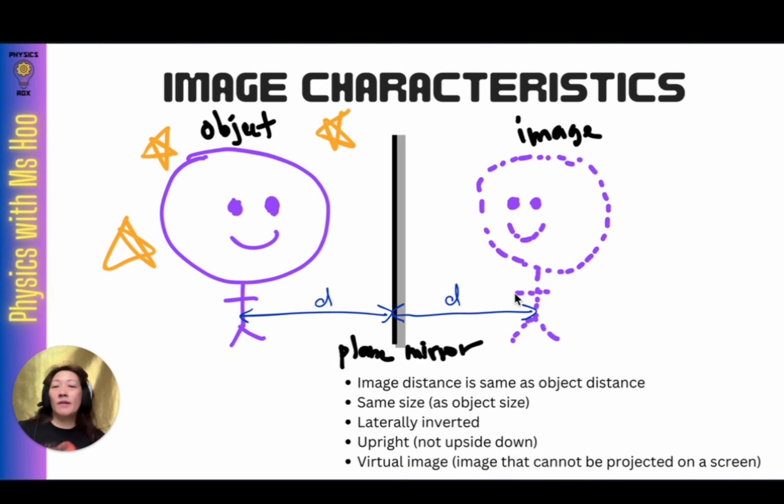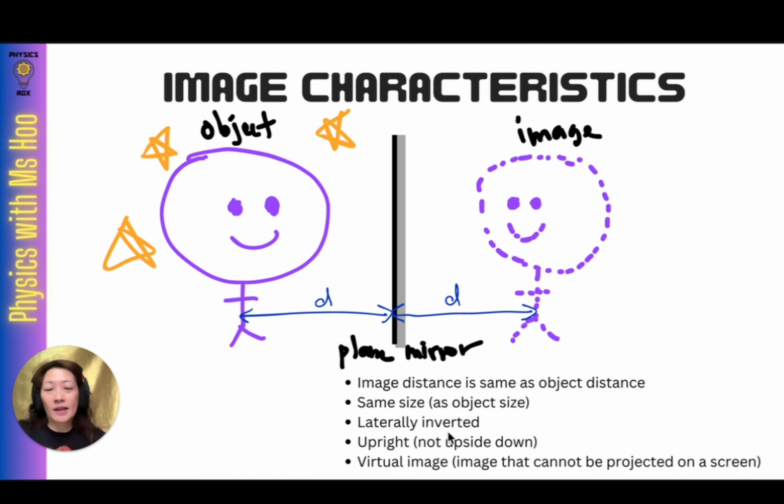When you look at the mirror, it's as if there's something behind the mirror. So when you stand further away, it's further, and when you come closer, it comes closer. So when you look at it, it is as if there's something else behind the mirror. That's why we say the image is formed behind the mirror and the image distance is the same as object distance. Now in terms of size, the size of the image is exactly equal to the object size. That's why we say it's the same size.